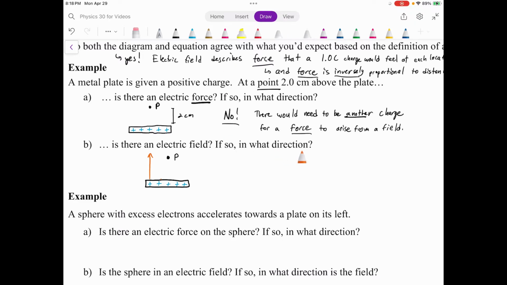Now, if so, in what direction? I kind of jumped the gun there and I drew it upwards. Do you see why we would call the electric field upwards or towards the top of the page?